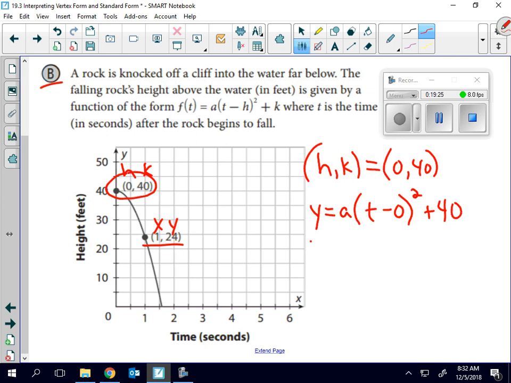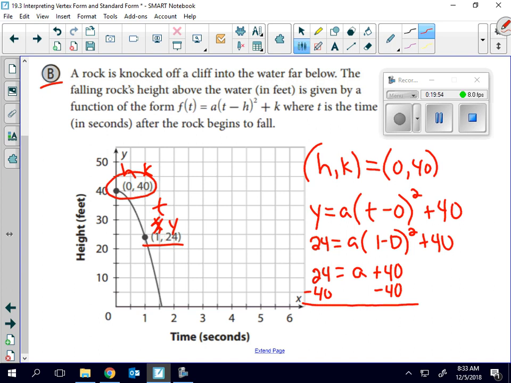So this is 24 equals a times, oh, this is the t actually, sorry, t. 1 minus 0. So this is just 24 equals, well, 1 minus 0 is 1, and 1 squared is still 1. This is 1a plus 40, and subtract 40. This is -16 equals a. Ooh, we've seen this before, negative 16.